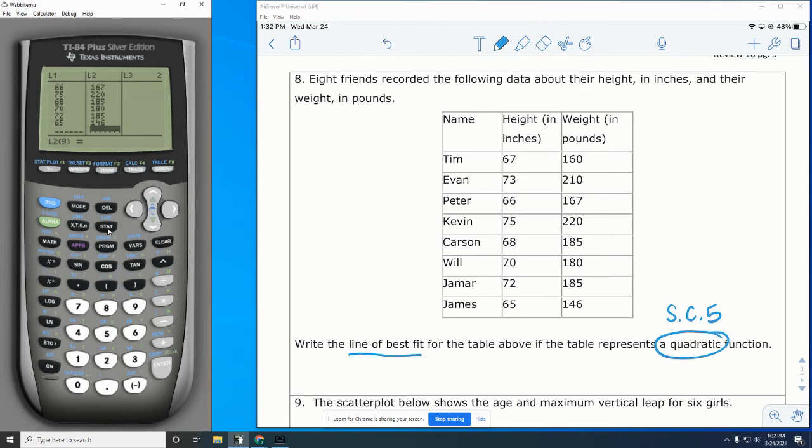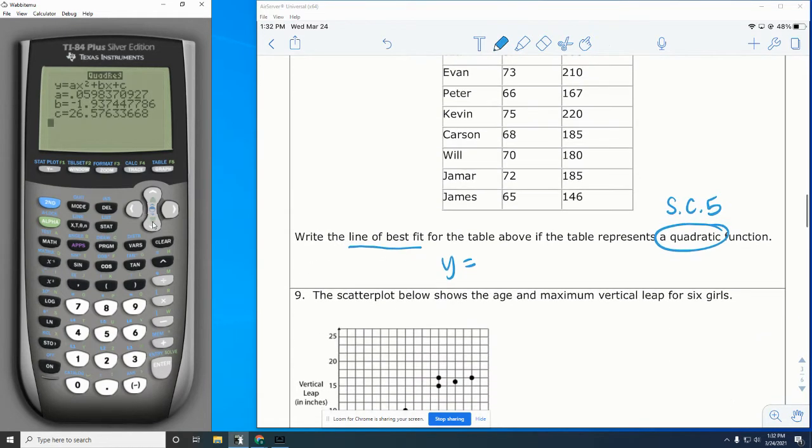If you need to pause the video, you can. And then StatCalc quadratic function is option 5. So the line of best fit, this is kind of an ugly one, so I'm just going to round at decimals. So 0.06x squared minus 1.94x plus 26.58.